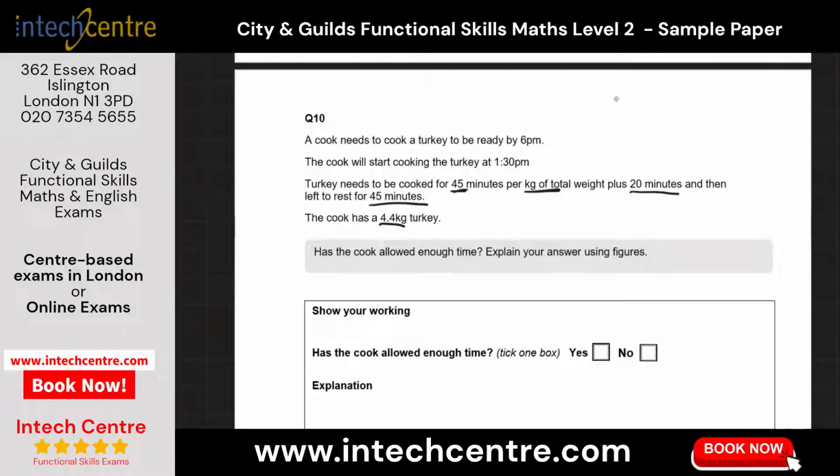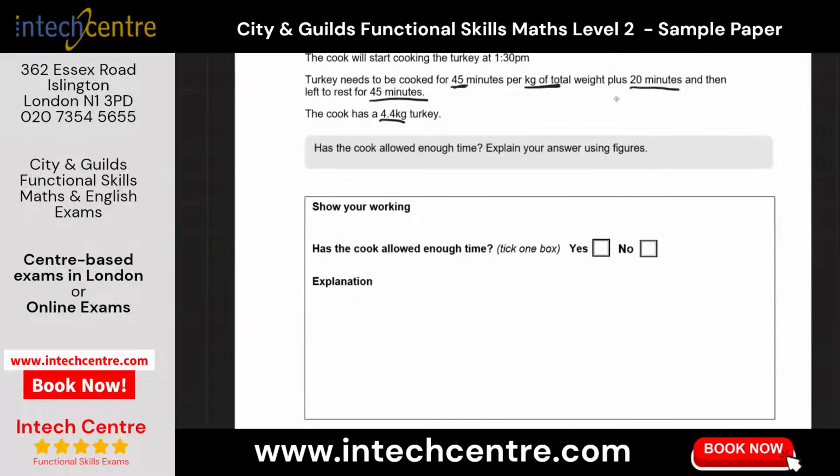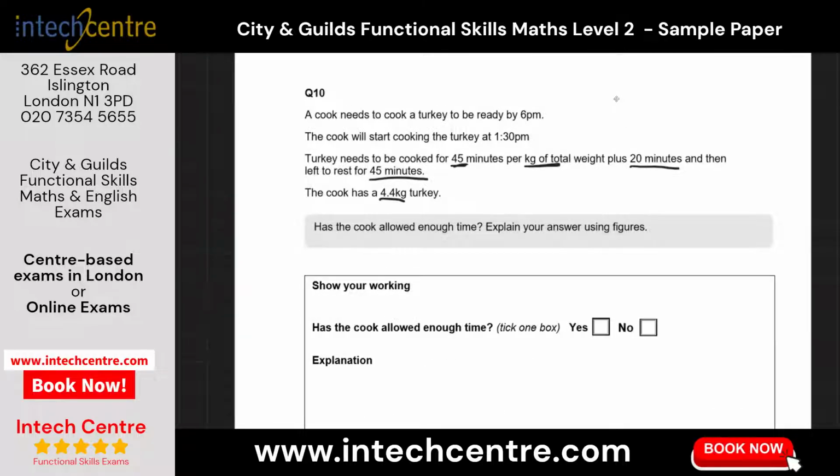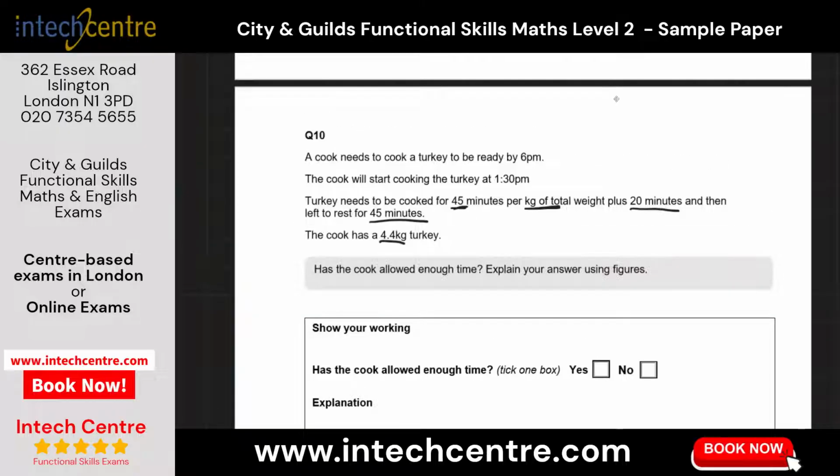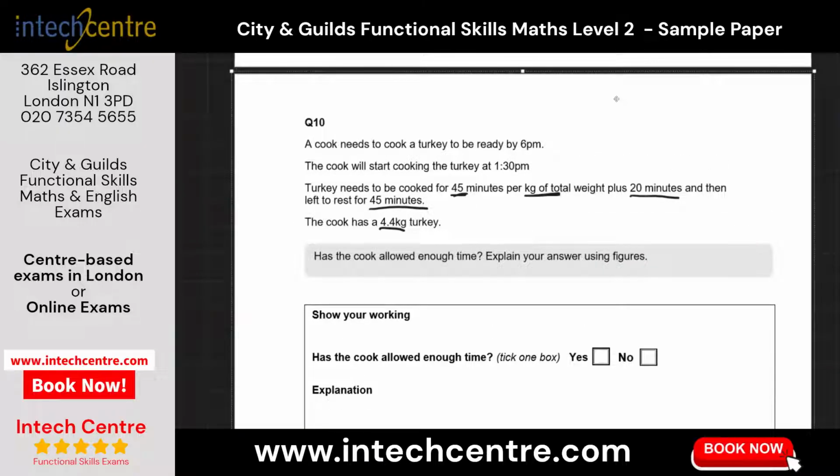Explain your answer using figures. Okay, so I'm just going to put some work here. Normally, when you're typing this, there'll be a lot more space, but we have 4.4 kilos. First, let's figure out how much time it will take to cook, and then we'll see if they have enough time, right? So 4.4 kilograms.